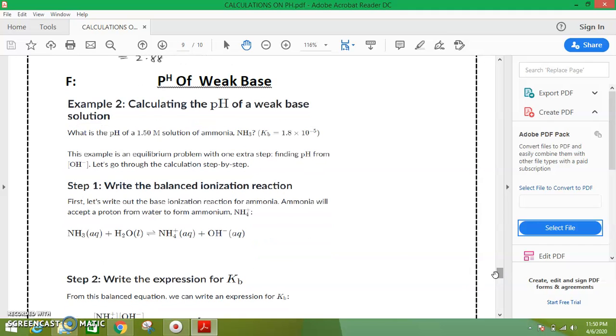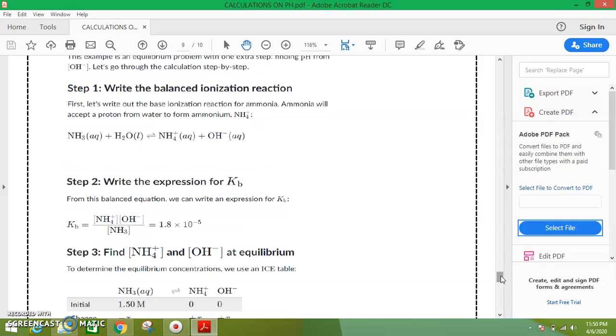Now the last part for this, F, pH of weak base. Look at here. This question is given: what is the pH of a 1.50 molar solution of ammonia? Ammonia is a weak base, and Kb is also given. Here same thing, the concentration of ammonia and Kb are given, you need the pH. Same as the above questions. Please, step 1, write the equation. Step 2, write the expression for Kb, then substitute the values.